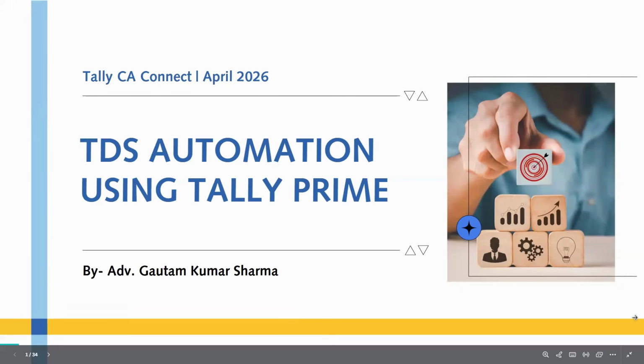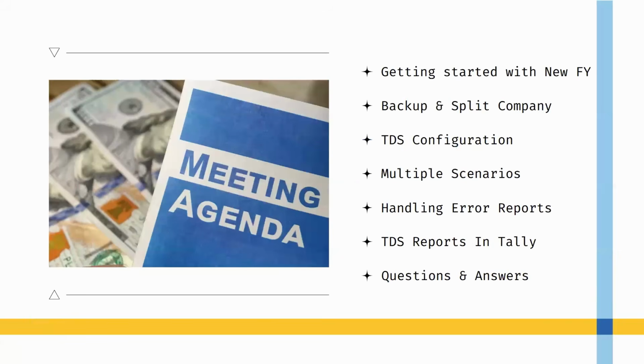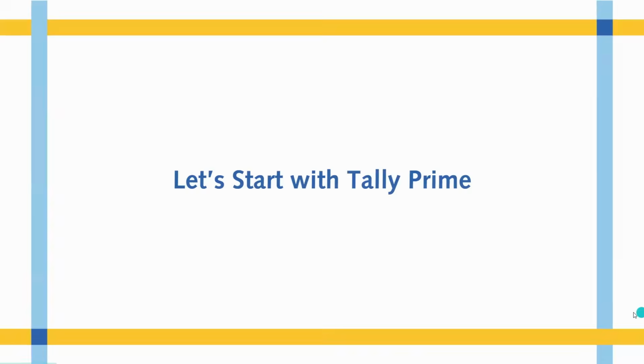So our topic today is beginning with the new financial year along with TDS automation using TallyPrime. The agenda for today's session will be getting started with the new financial year in TallyPrime, taking backup, splitting a company for the new financial year, and then we will see a lot more things in the new TallyPrime 7.0. Then we will start with TDS configuration, and we will see multiple scenarios. We will see how to handle error reports in TDS and how to prepare our TDS reports in TallyPrime. So without delaying, let me quickly start with TallyPrime.